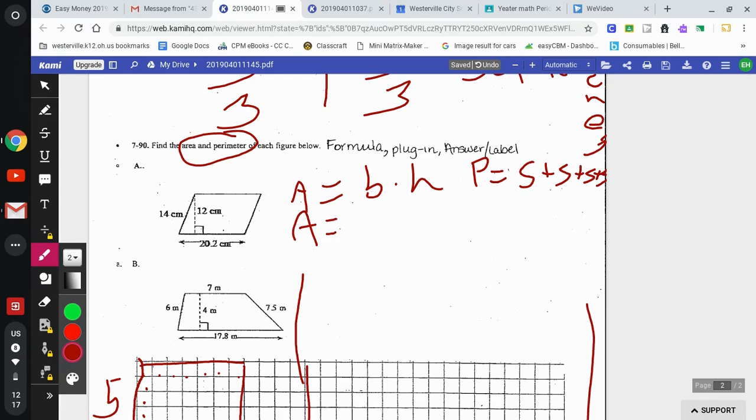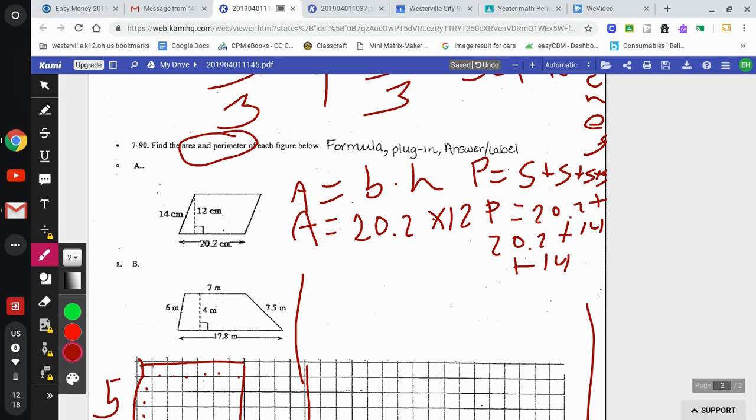Again, here you have area equals the base, which is 20.2, times the height, which is 12, not 14.4. That's a side. And then for your perimeter, you have to do 20.2 plus 20.2 plus 14.4 plus 14.4. You get your perimeter.